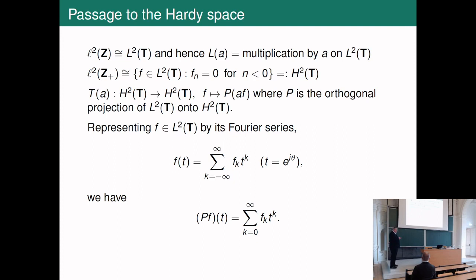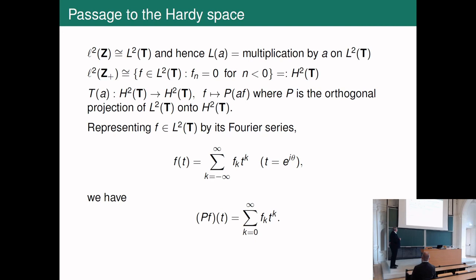So, all this was Hilbert space theory. We now move to Banach spaces. The little l2 is the same as the big L2, and we know the Laurent operator is multiplication by a. The little l2 over the non-negative integers are the functions in the big L2 whose Fourier coefficients vanish for negative integers. And this is called the Hardy space, H2(T).